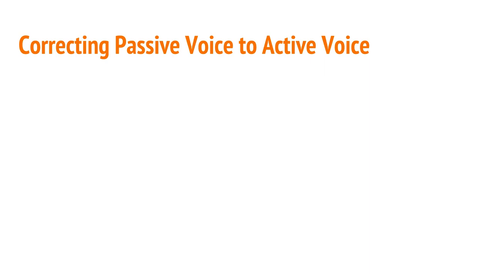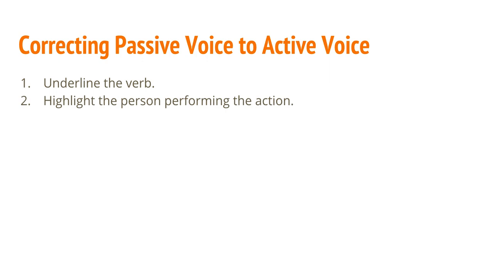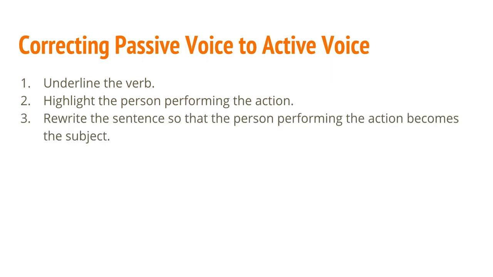One other thing we look at with active voice and passive voice is that we prefer to use active voice wherever possible. So to find this and fix it, you would underline your verb, highlight the person performing the action, and then rewrite the whole sentence so that the person you've highlighted becomes the subject of the sentence and therefore is performing the verb.